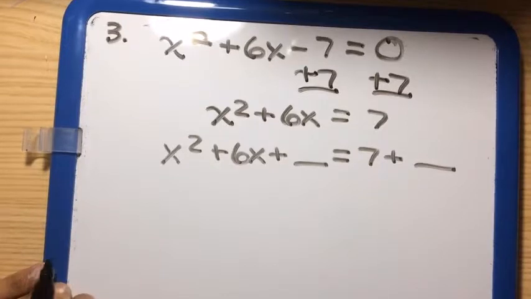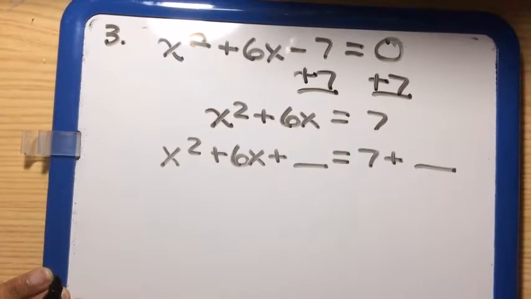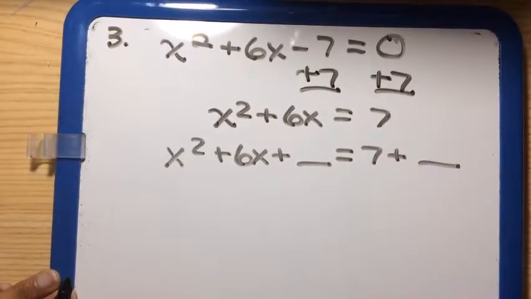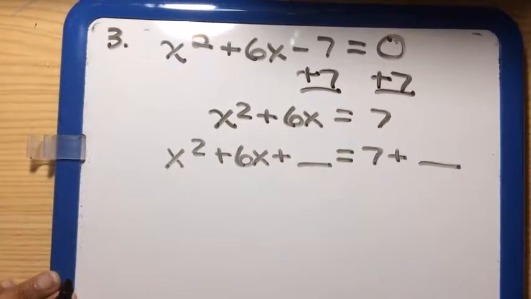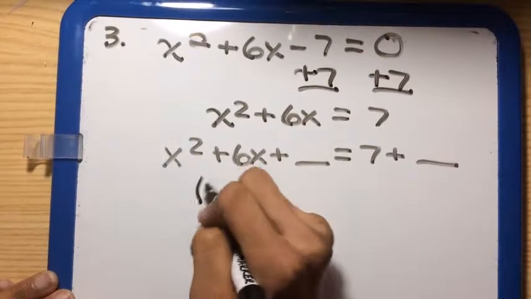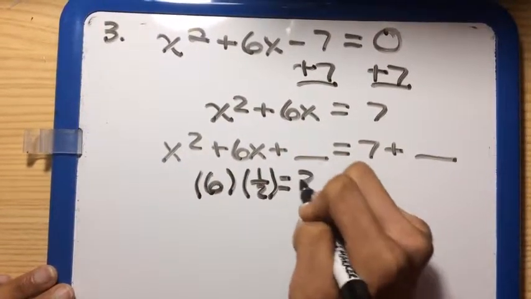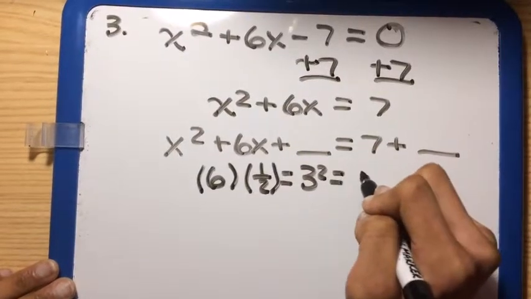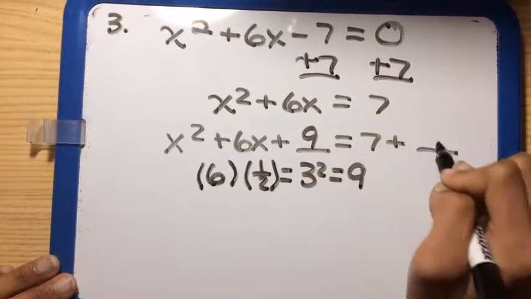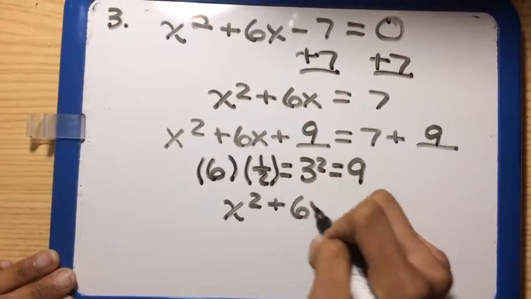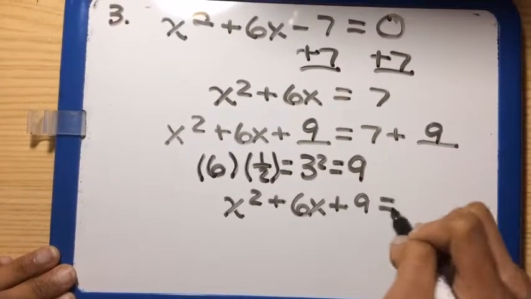The second step of completing the square tells us to add b divided by 2, squared, on both sides to get a perfect square of x plus b divided by 2, squared. So we're going to multiply 6 by a half, and square that to get your answer, which is 9. So we're going to add 9 to both sides. Now we're left with x squared plus 6x plus 9 is equal to 16.